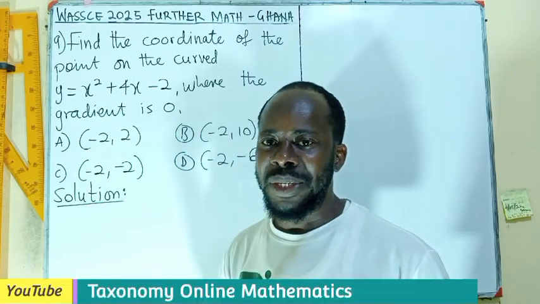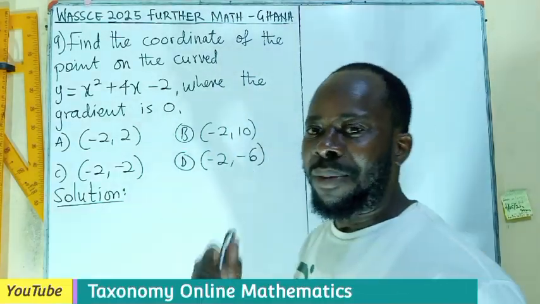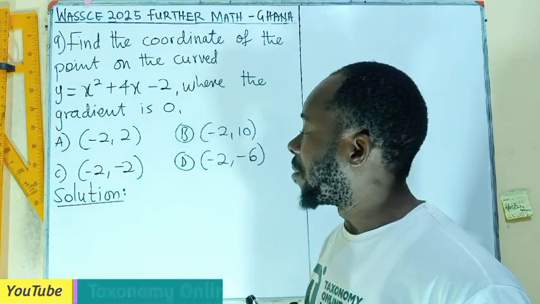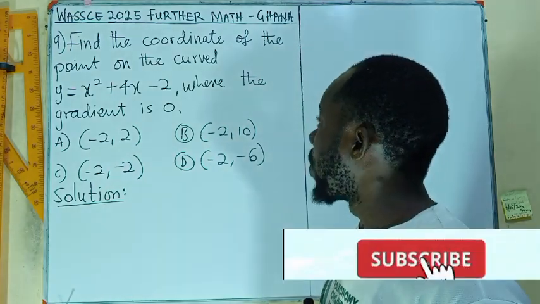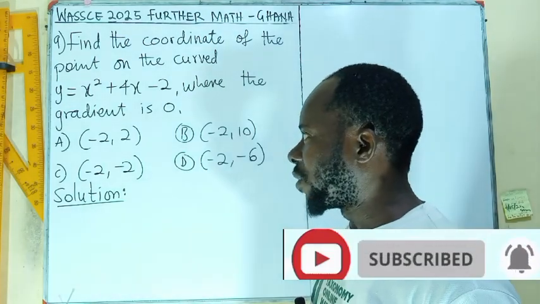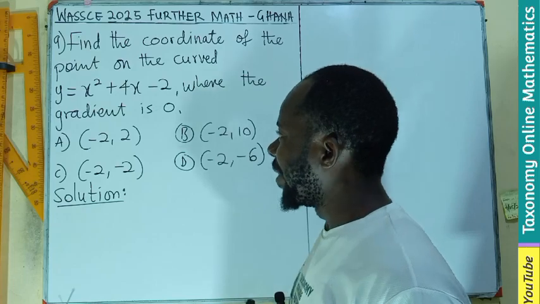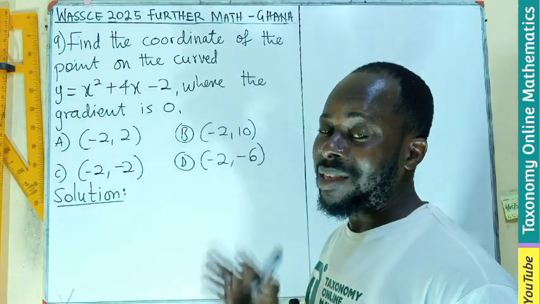Hello, welcome back. Question number 9, WASSCE 2025 Further Mathematics for Ghanaian Student Objective Test. We have to find the coordinate of the point on the curve, which is y equals x squared plus 4x minus 2, where the gradient is 0.